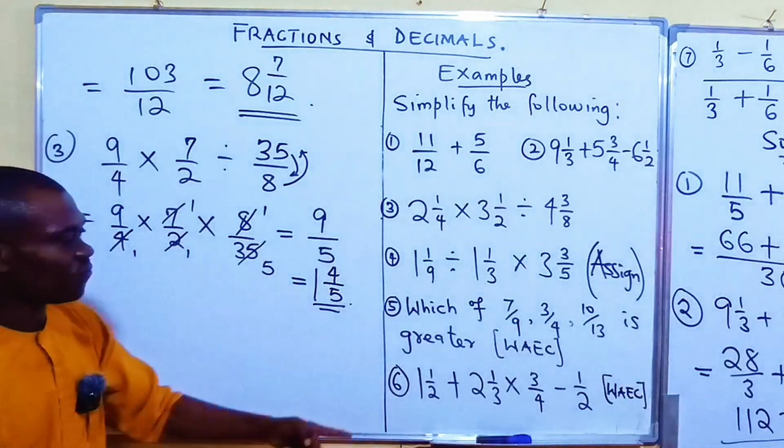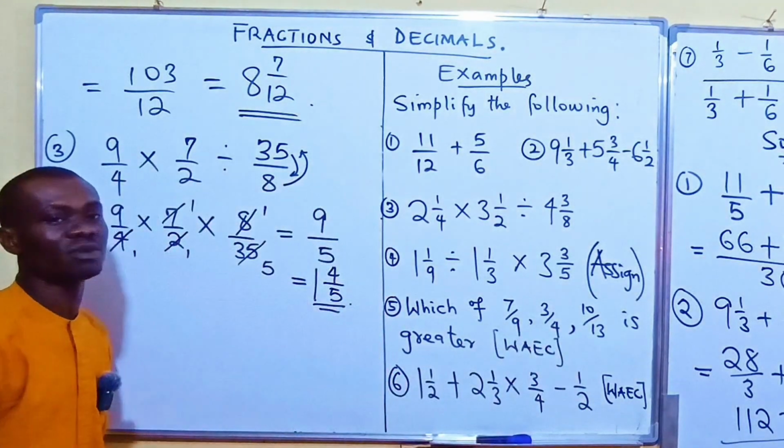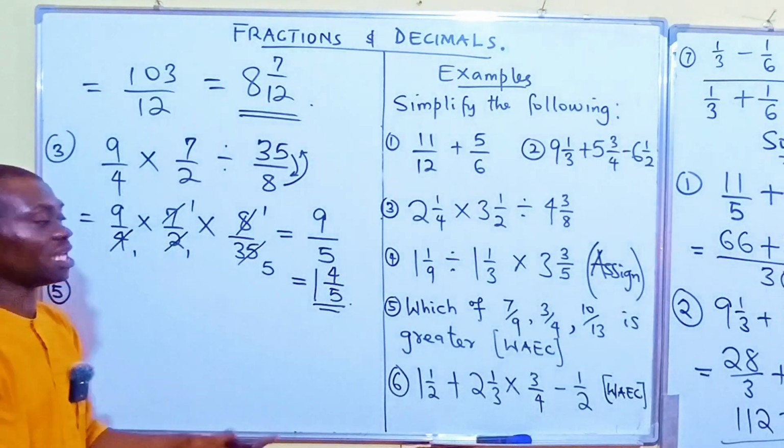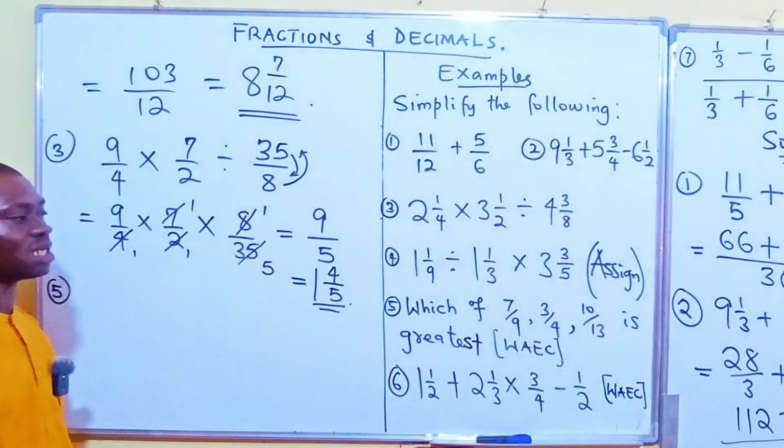For number 5, we are told to find which of these fractions is greater than the rest, or you can say is greatest, since they are more than 1. So which one is the greatest?